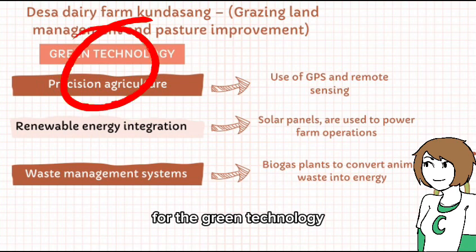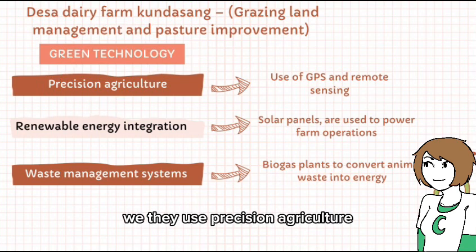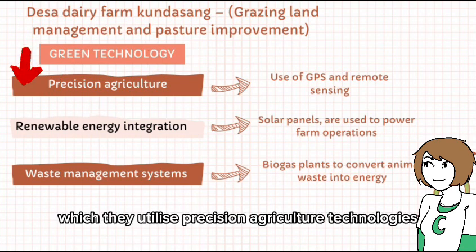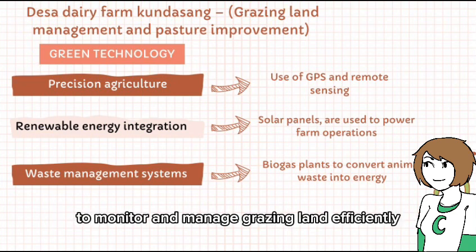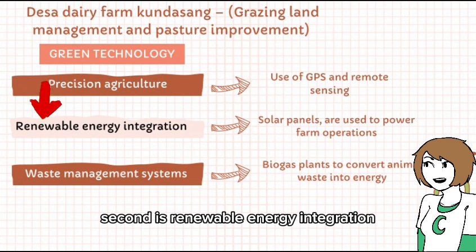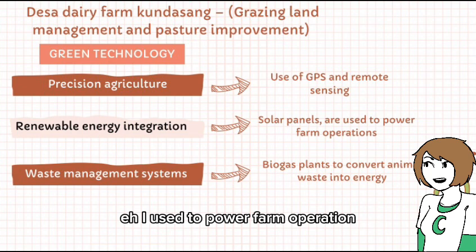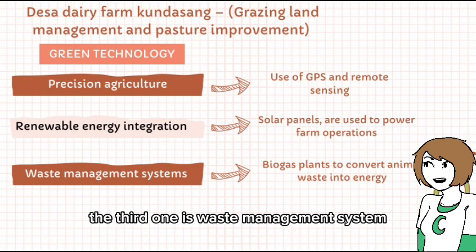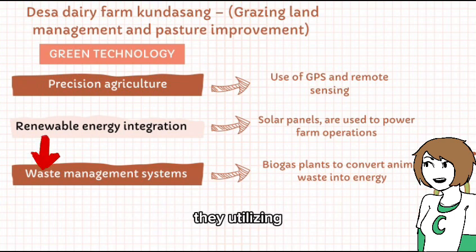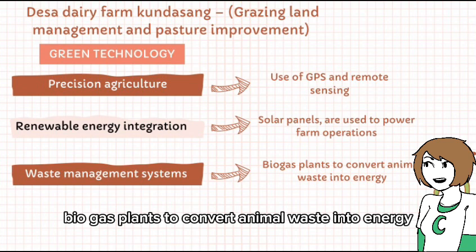For the green technology, they use precision agriculture technologies to monitor and manage grazing land efficiently. Second is renewable energy integration, where solar panels are used to power farm operations. This reduces the farm's carbon footprint and promotes sustainable energy use. The third one is the waste management system. They utilize biogas plants to convert animal waste into energy.